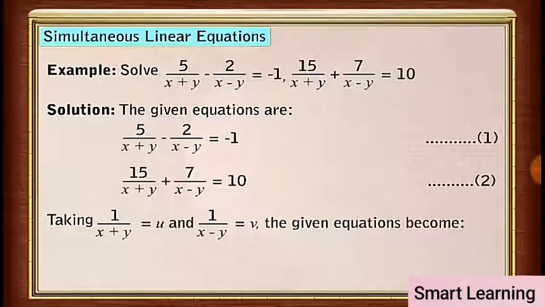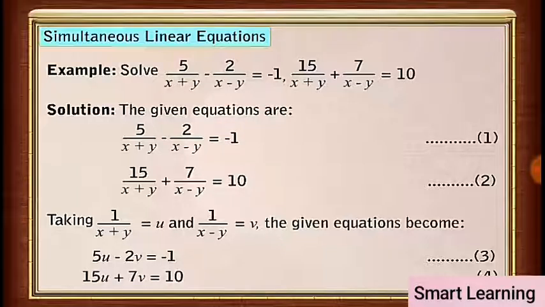Taking 1 by x plus y equal to u and 1 by x minus y equal to v, the given equation becomes: putting u and v in the equation, first becomes 5u minus 2v is equal to minus 1. Call this third. Doing the same for the second equation, we get 15u plus 7v is equal to 10. Call this fourth.